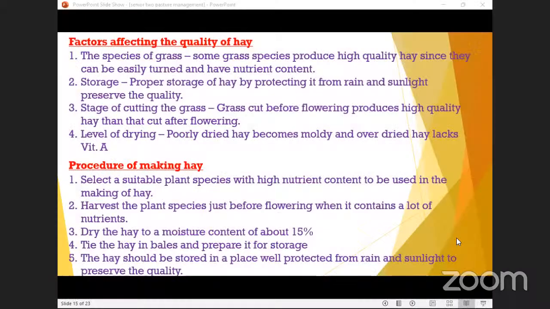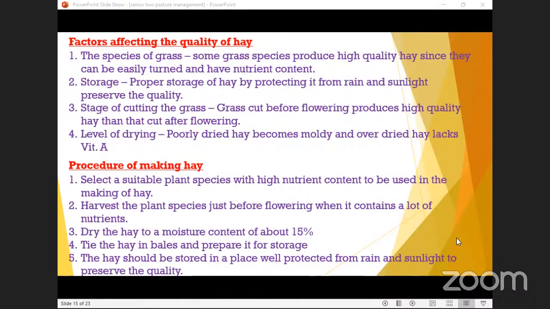So the stage of cutting is very important. Level of drying. Poorly dried hay becomes moldy, molds grow on it. And again, over-dried hay lacks vitamin A, so it's not good. It's not good for our animals because it's dry, unpalatable.